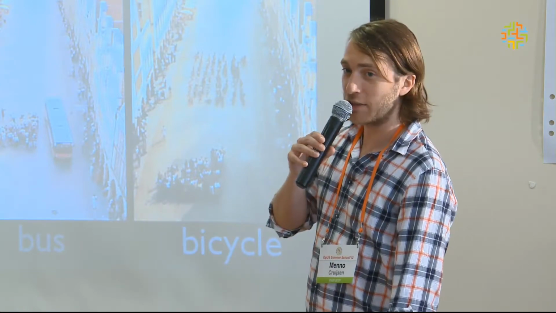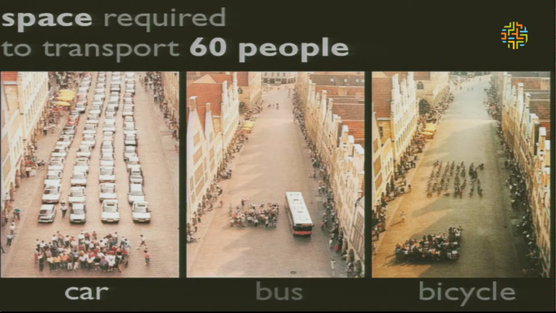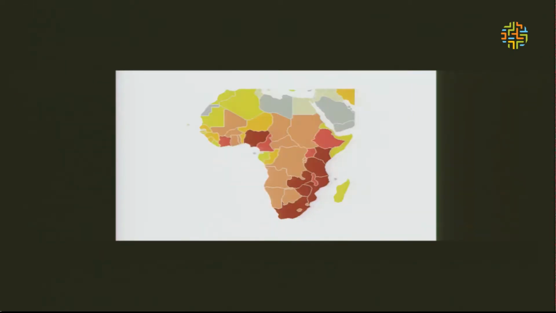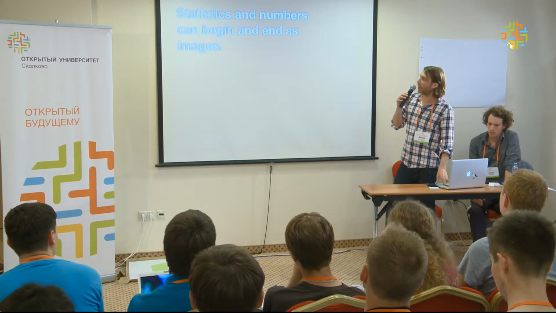This is also a nice one. This is a way to show how much space it actually takes up to transport 60 people just by car, bus and bicycle. So by far the bus is really the most economical use of space. So statistics and numbers can begin and end as images.